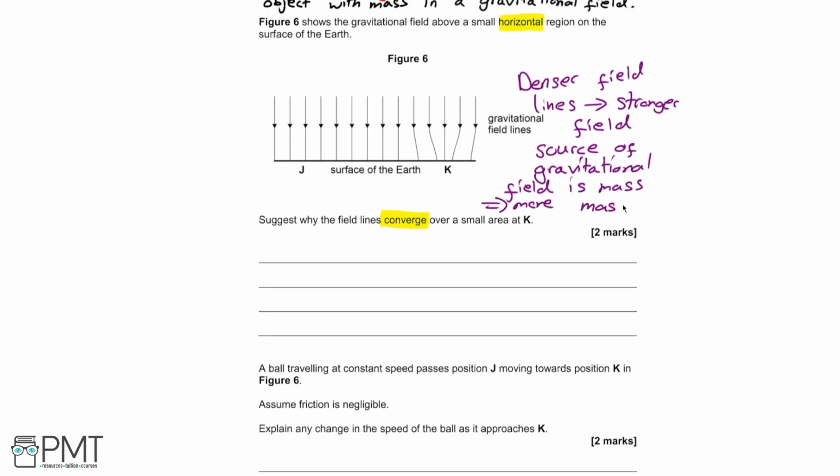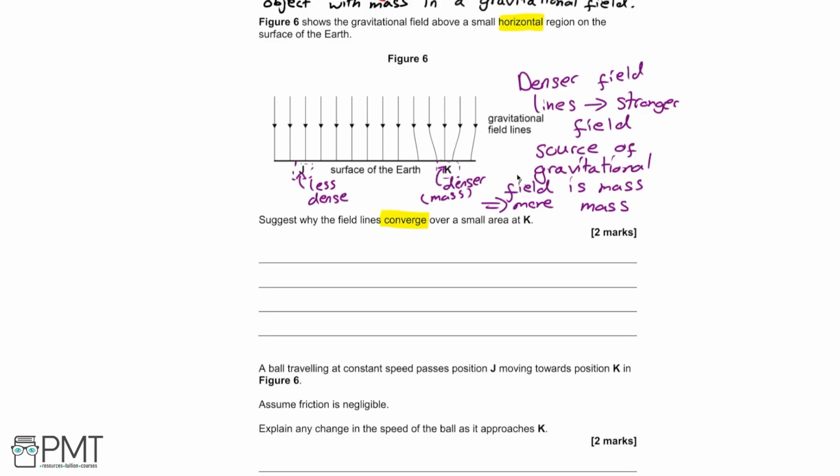What this means then is that because we can measure density as mass divided by volume, we can say that the ground, in a patch of ground at K, this patch is denser than over here. So patches of mass around K are going to be denser than mass elsewhere on the surface of the Earth.